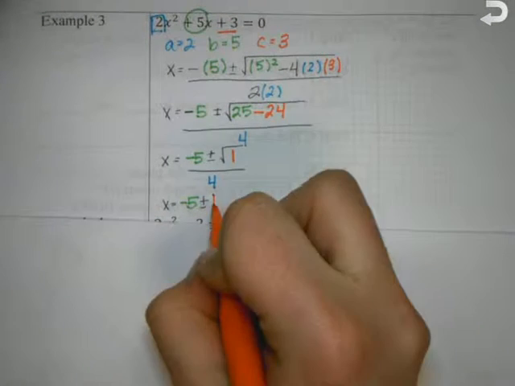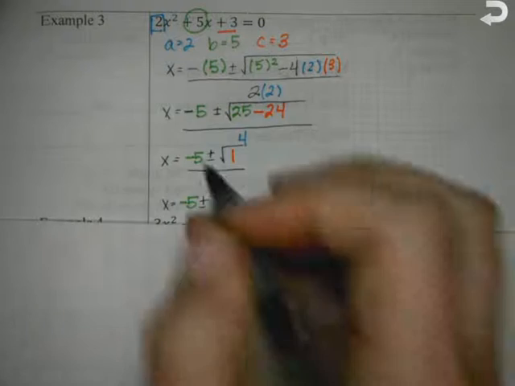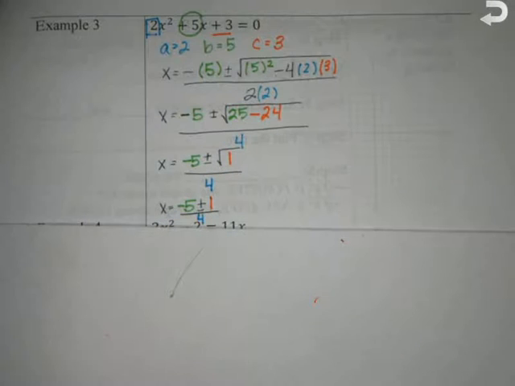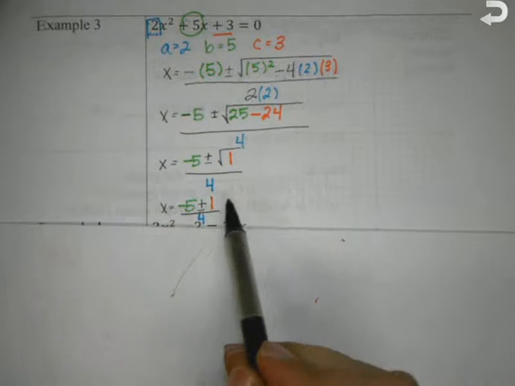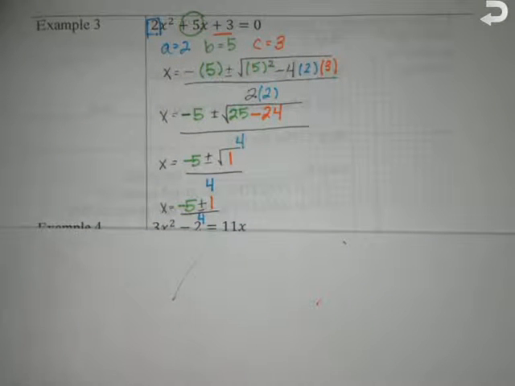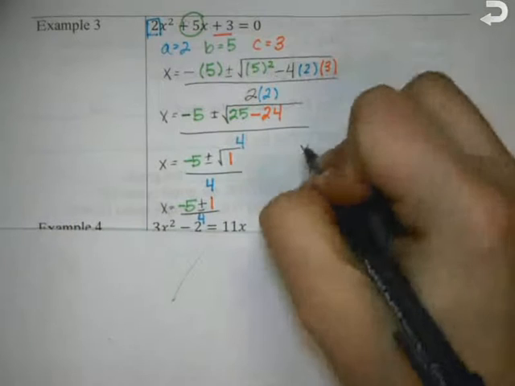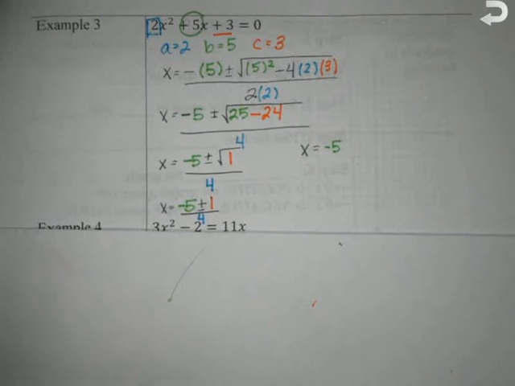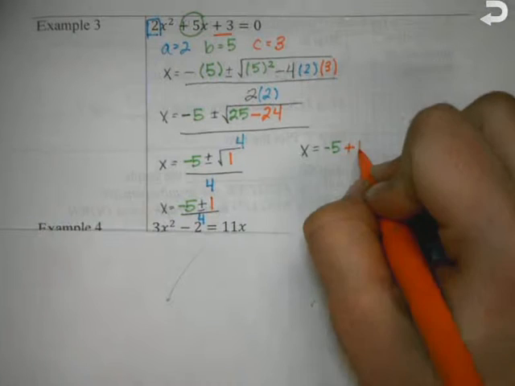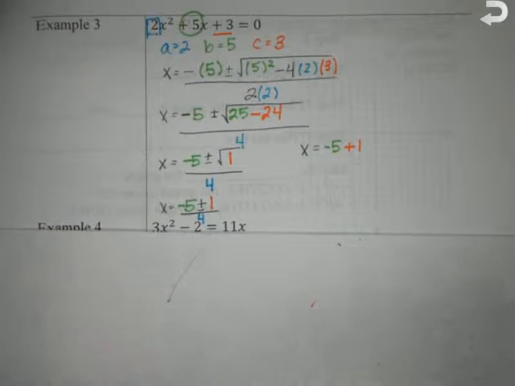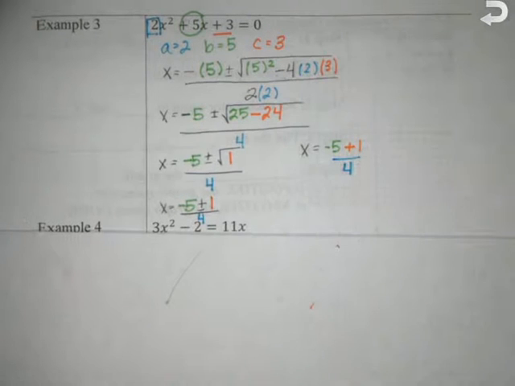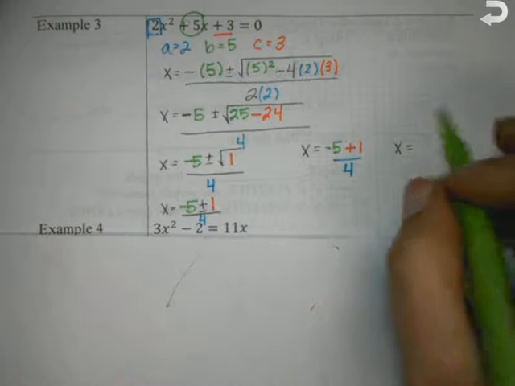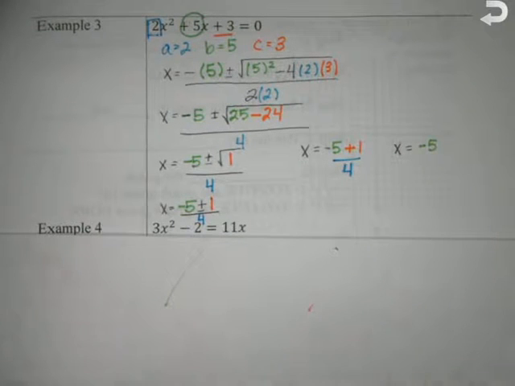Okay, can I stop here? No. There's no radical anymore, right? So I can actually keep going. This is 2 answers. Let's write out the 2 answers. X equals negative 5 plus 1 all over 4. Wait, how did you do 5 plus minus 1? And, or x equals negative 5 minus 1. Oh. So I split it up into 2, all over 4. Hold on. Okay, so let's keep going.